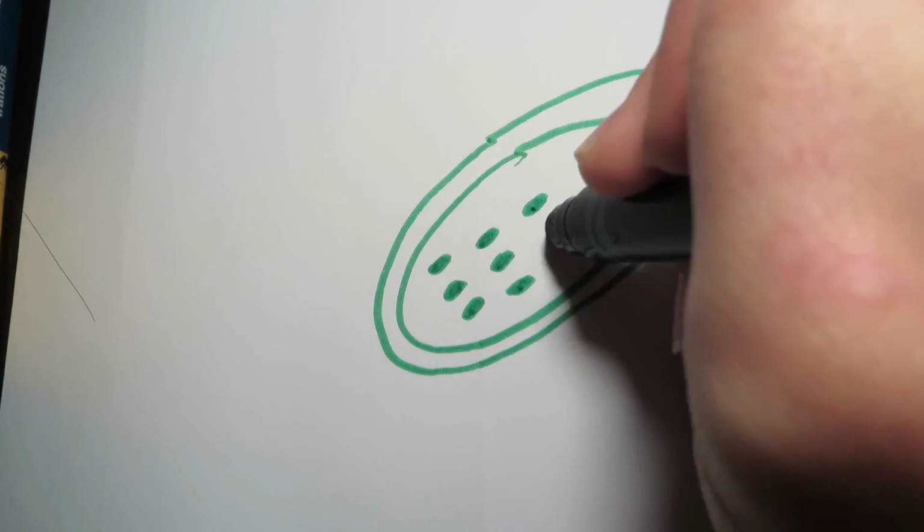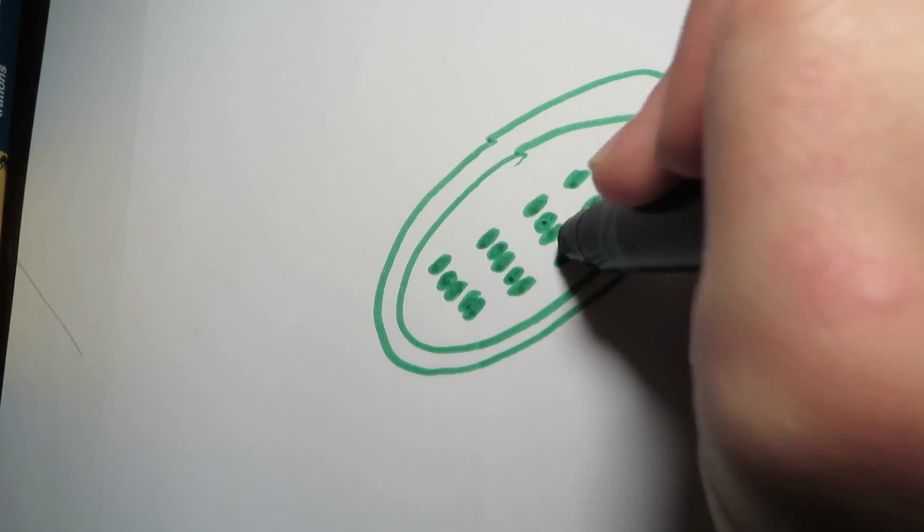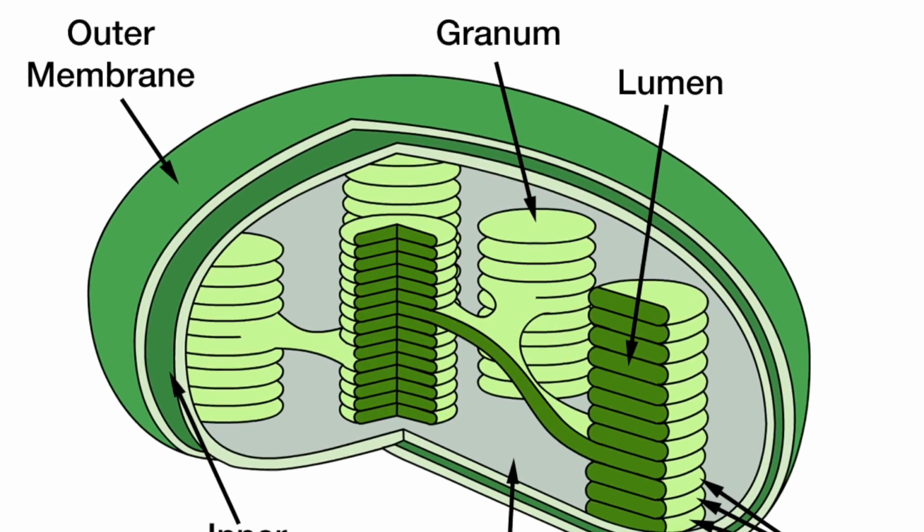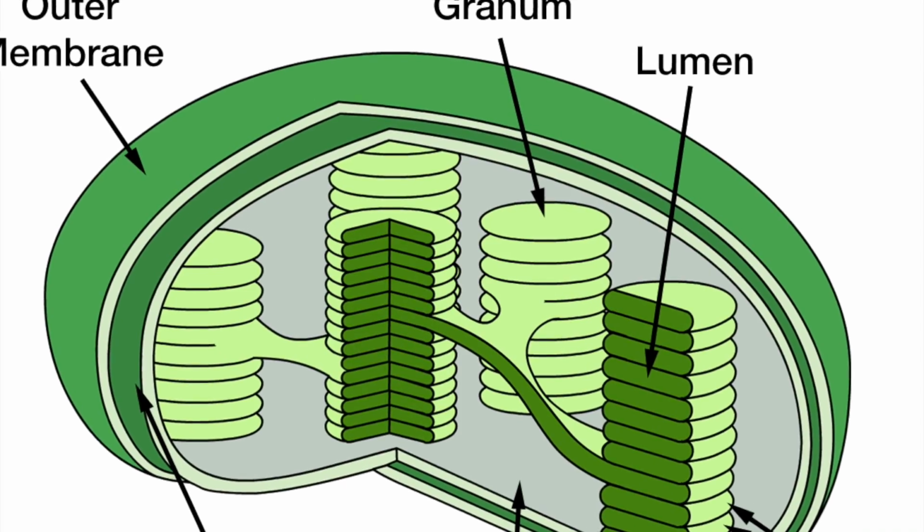For each plant cell, there are organelles called chloroplasts. In chloroplasts, photosynthesis occurs. Well, that's pretty much all you need to know for photosynthesis.